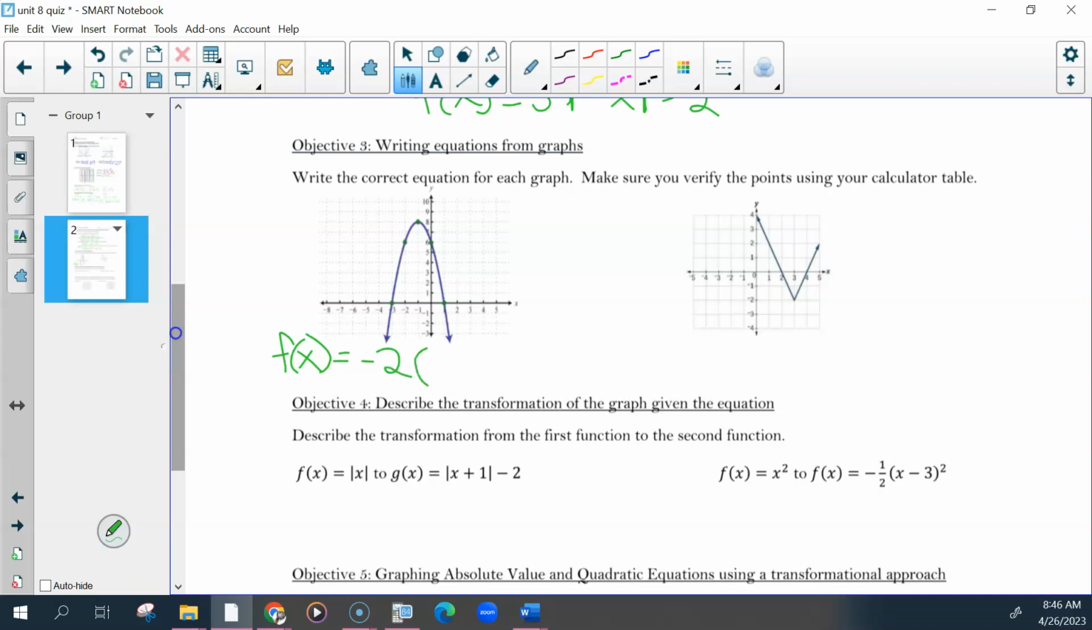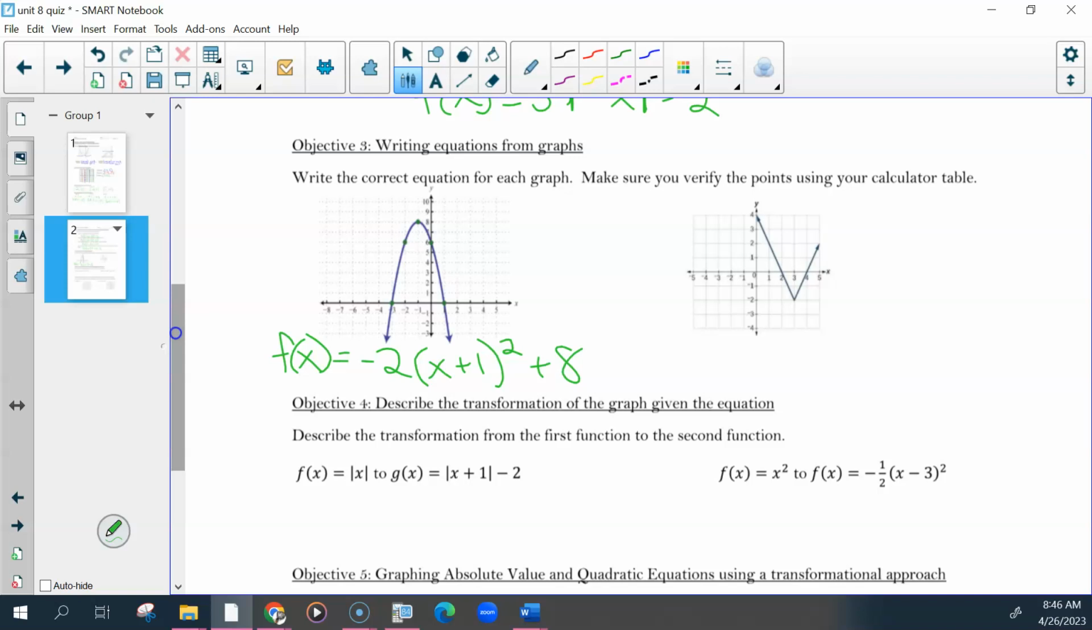Then this moved to the left 1 and up 8. So that was worth 4 points. Did you get the negative? Did you get that it stretched? Did you get that it moved left and up? Questions on that one?